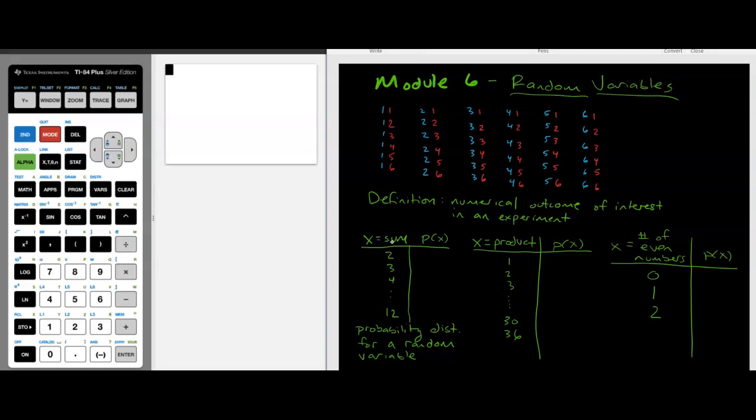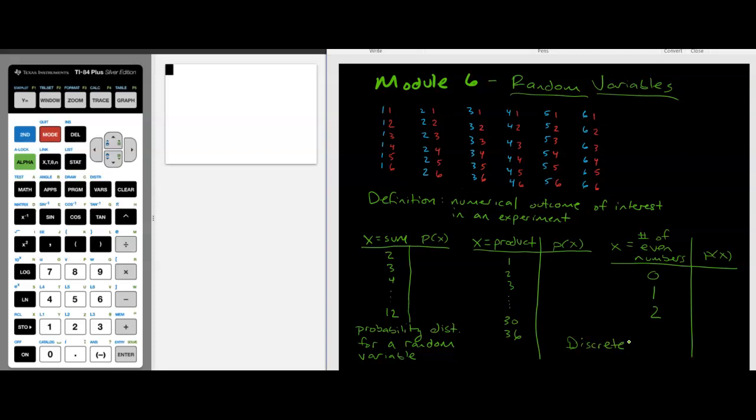Now, one thing that all three of these distributions have in common, all three of these random variables have in common, whether the random variable be the sum, the product, or the number of even numbers, is that the only possible values for this random variable, and this one, and the same thing here, they're all whole numbers. And since you're restricted to whole numbers, like we've seen earlier in the class, we would describe all three of them in this case as being discrete random variables.